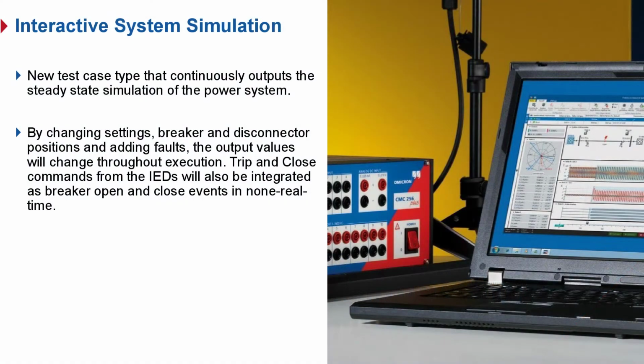The interactive system simulation is a new test case type that continuously outputs the voltages and currents of the steady-state simulation of the power system. By changing settings, breaker and disconnector positions, and adding faults, the output values will change throughout the execution. Trip and close commands from the IEDs will also be integrated as breaker open and close events in non-real time.